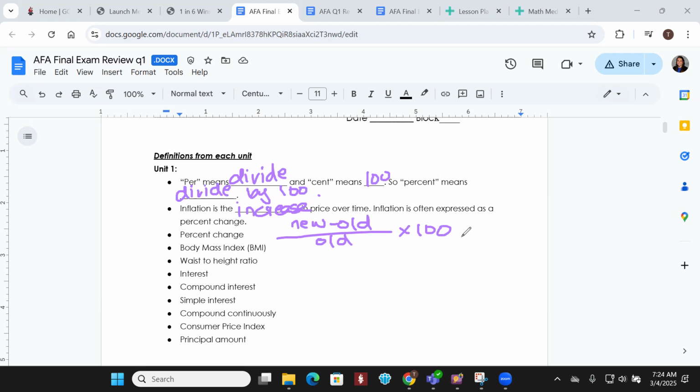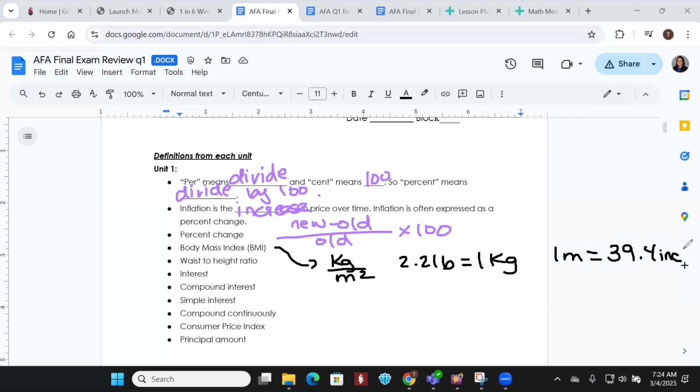All right, so what is body mass index? Do you remember that one? The formula for that is kilograms divided by meters squared. Remember, you've got to know that conversion of 2.2 pounds equals 1 kilogram, and 1 meter equals, I think it's 39.4 inches. Somebody correct me on that. I think it's 39.4. Okay.